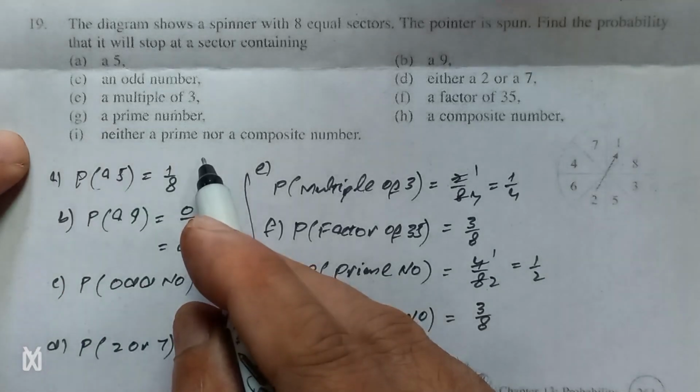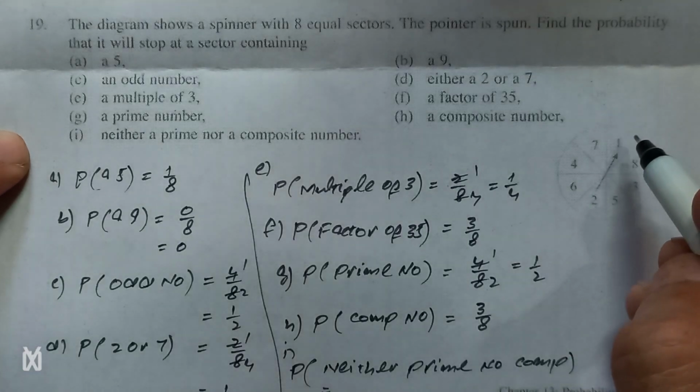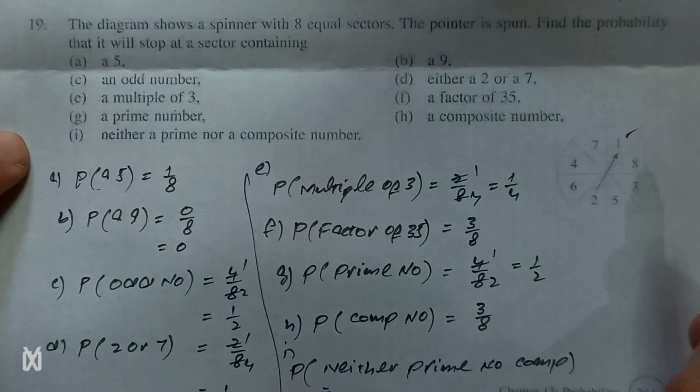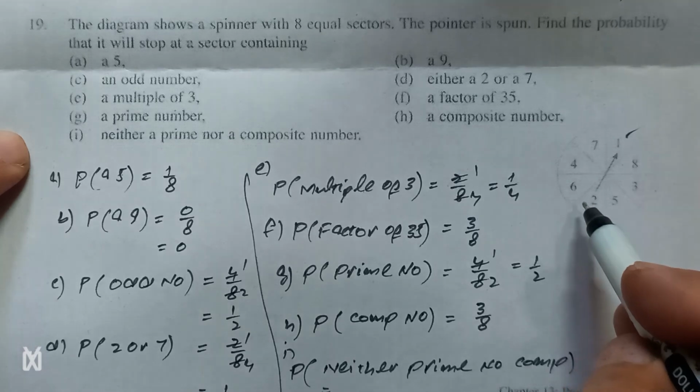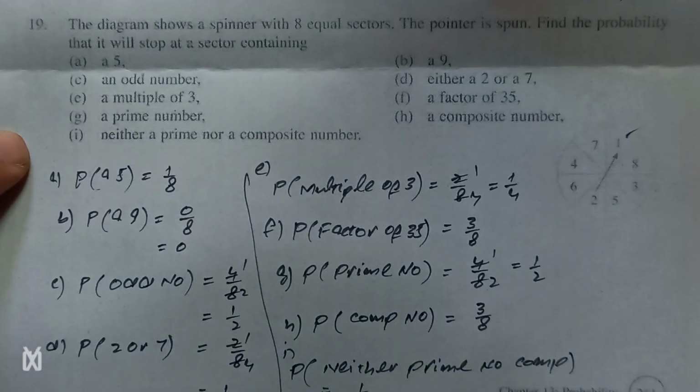Probability of neither prime nor composite. Neither prime nor composite. So neither prime nor composite is 1 favorable, and only 1 is favorable. So 1 by 8 is the answer.